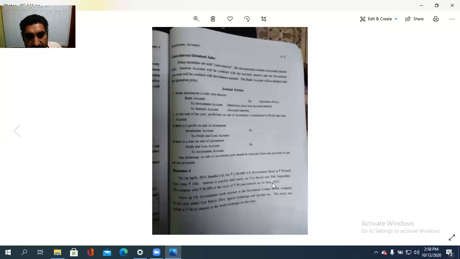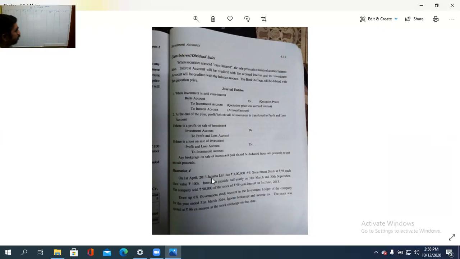Here, on 1st April, Janata Limited has 6% government stock. So the opening balance is how much? To balance brought down, it is 3 lakh. Out of that, face value is 100. So how much? 3 lakh divided by 100 is 3,000, isn't it? So 3,000 into 94 is 2,82,000.